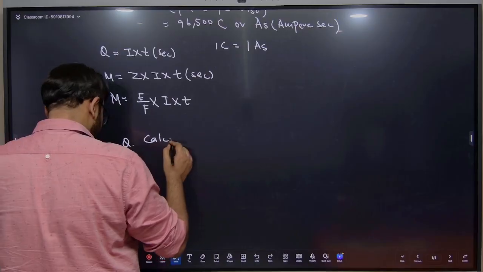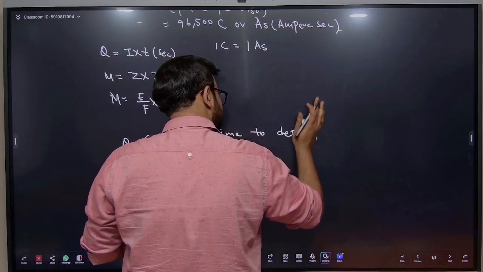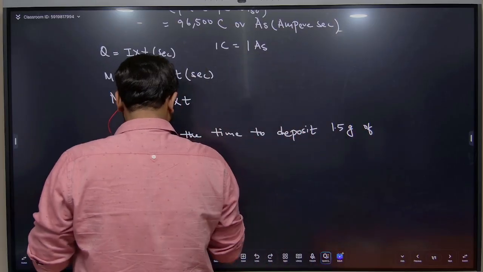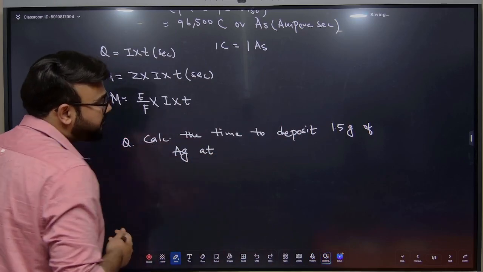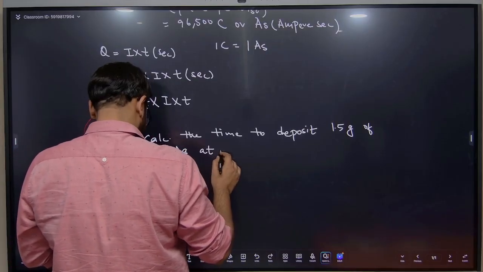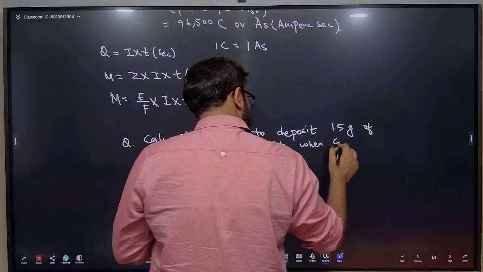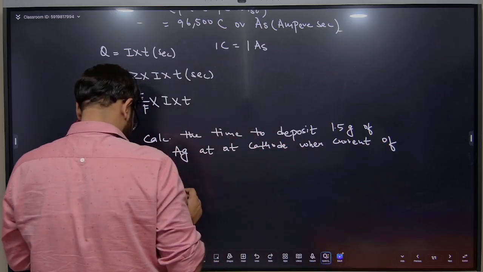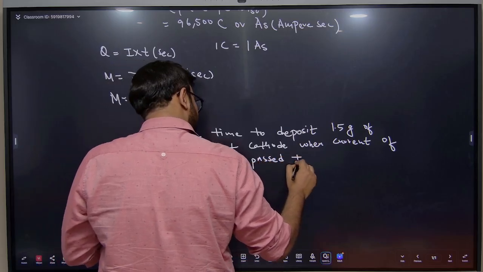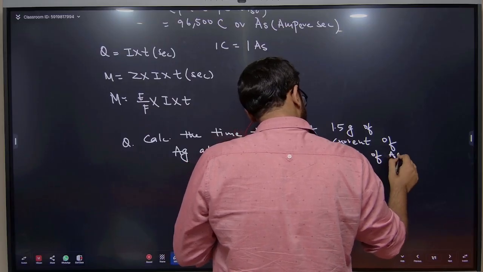Guys, let's start with the easy one. Calculate the time to deposit 1.5 gram of silver at the cathode when a current of 1.5 ampere is passed through a solution of AgNO3. Yes, mass should be taken in grams.